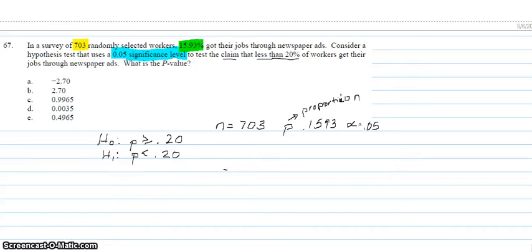Okay, in order for us to solve this, we're going to use the calculator, and we're going to use a one-prop z-test, but before we can do that, we need to know what x is going to equal, because that asks us for x in one-prop z-test. So, remember, x equals n times p, so in this case, x is going to equal 703.